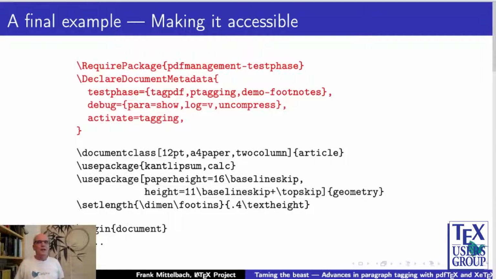So the pdfmanagement-testphase package is required at the very top because we need to get the DeclareDocumentMetadata command, and this is not yet part of the LaTeX kernel, so we have to load this package first. And we have to do this before the document class because it needs to act on what the document class is doing. We then use this DeclareDocumentMetadata to produce some extra information about the target PDF document that we want to make and state what kind of processing we want to have.